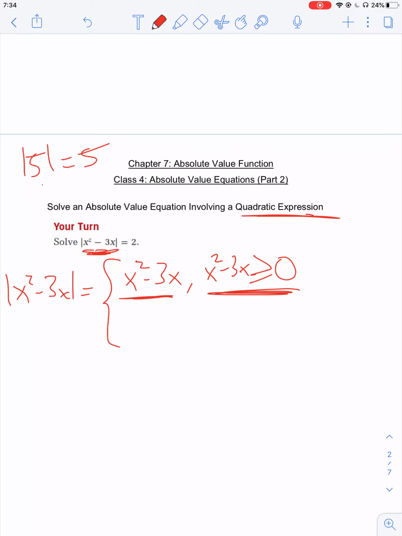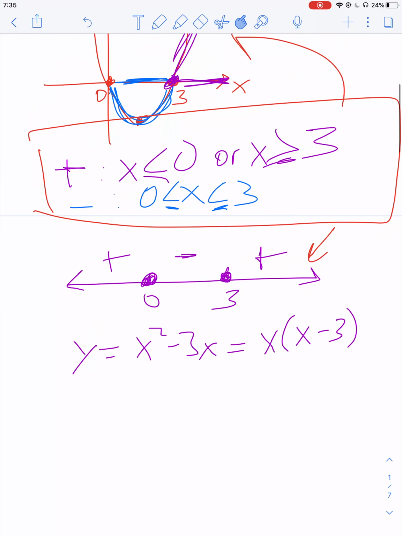Now, the tricky part is, when is x squared minus 3x positive? And we just did that in the starter question, okay? So x squared minus 3x is positive when x is less than or equal to 0 or greater than or equal to 3, okay? So that's when it's positive.